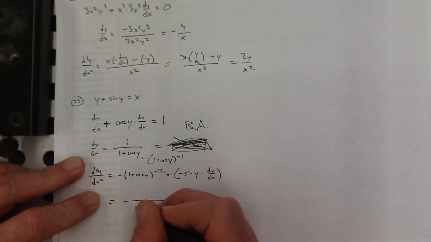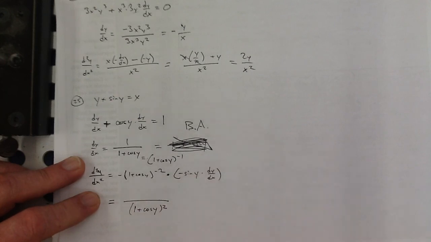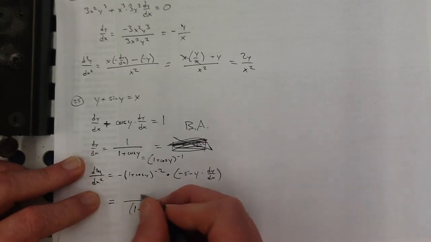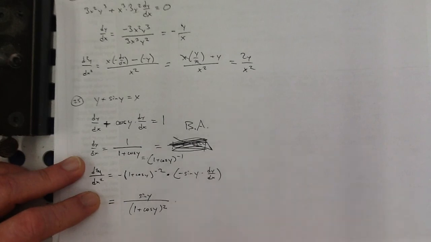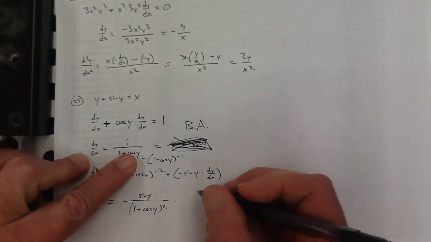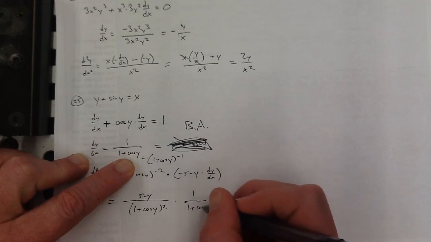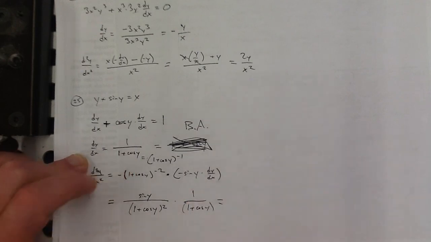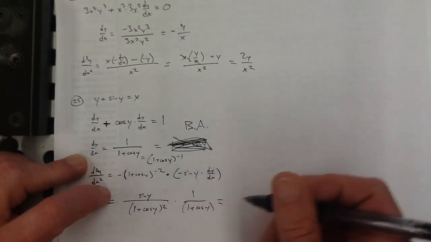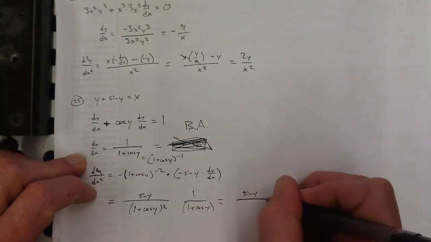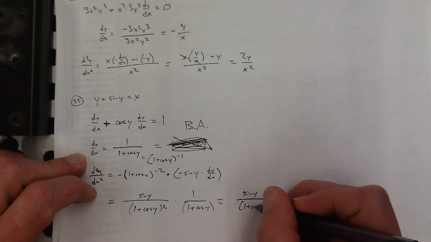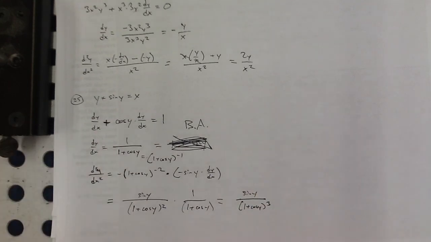And then on the bottom, I've got a 1 plus cosine y squared. And on the top, I've got a sine y. And then I've got a dy dx, which is 1 over 1 plus cosine y. So, I mean, got to simplify that, right? That's just sine y over, I've got actually 3 of these. So that's what that's looking like. And I think we're looking like we're done with that homework assignment.